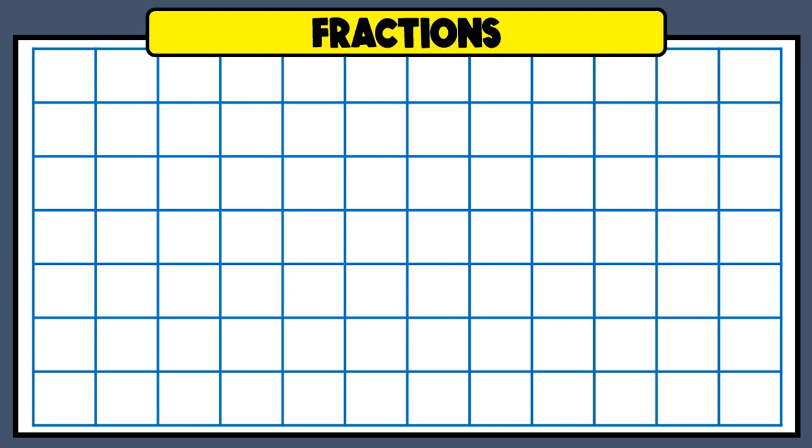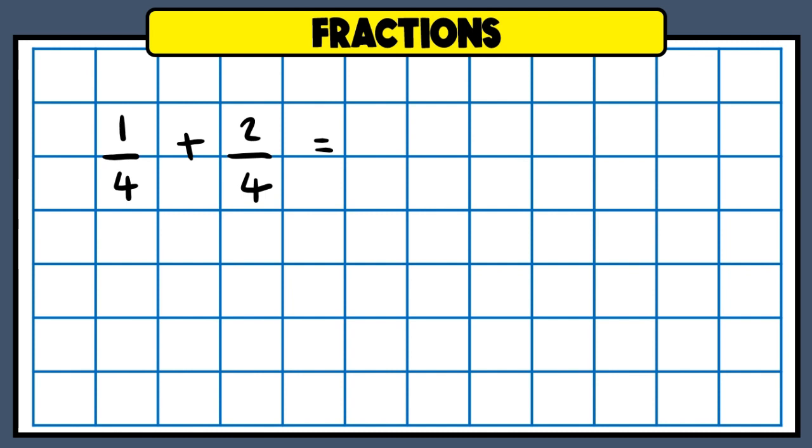Today we're going to be looking at adding fractions with a different denominator. Okay, so we all know if I make a fraction, let's do 1 over 4, add 2 over 4. That's adding fractions with the same denominator.